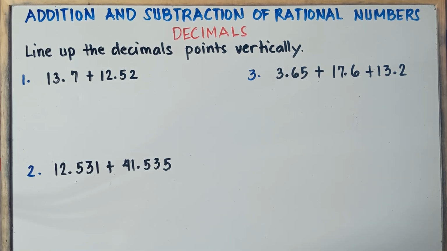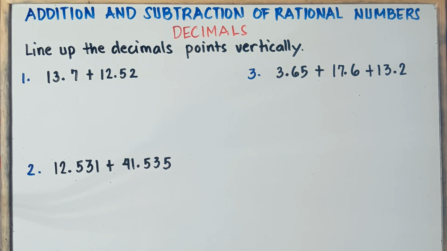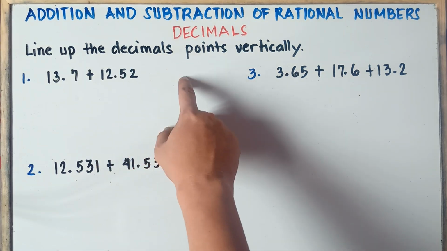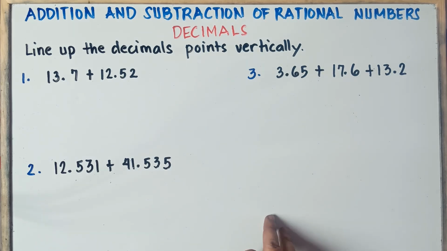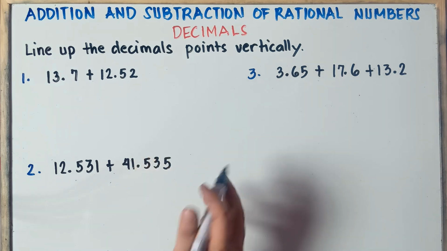Our topic for today's class is all about addition and subtraction of rational numbers, and we're focusing on decimals. So without further ado, let's do this topic. Now, to add or subtract decimals, class, you need to line up the decimal points vertically. We will have 3 examples in adding decimals and another 3 examples in subtracting decimals. So once again, class, we need to line up the decimal points vertically.